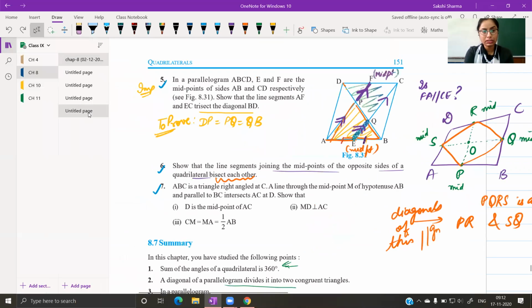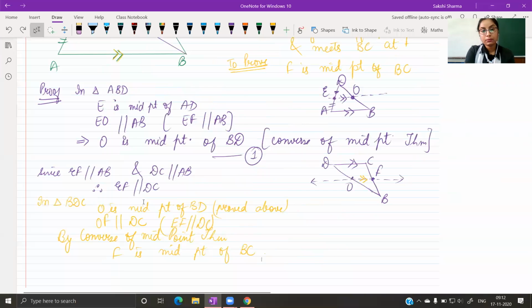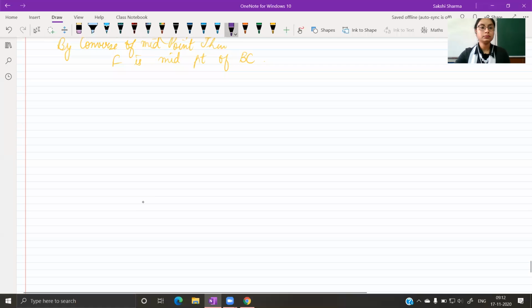Let's write the answer once. Kudrat is asking, beta, trisection means three equal parts. You have two words. One is bisection and the other one is trisection. Bisect means two equal parts and trisect means three equal parts.